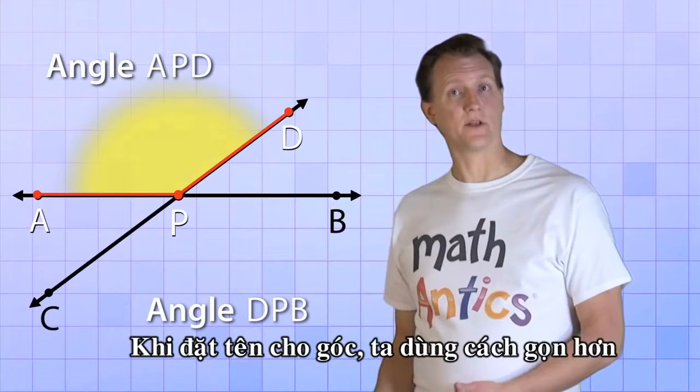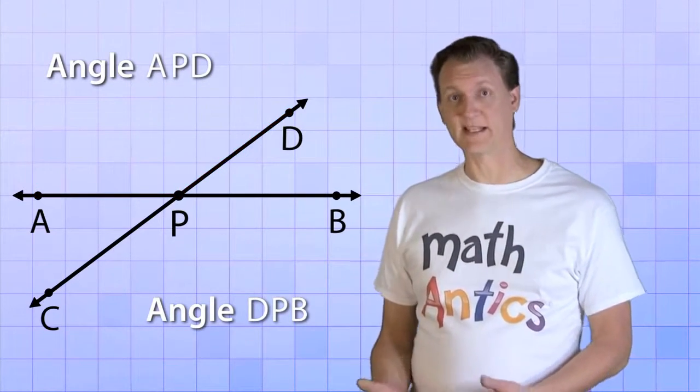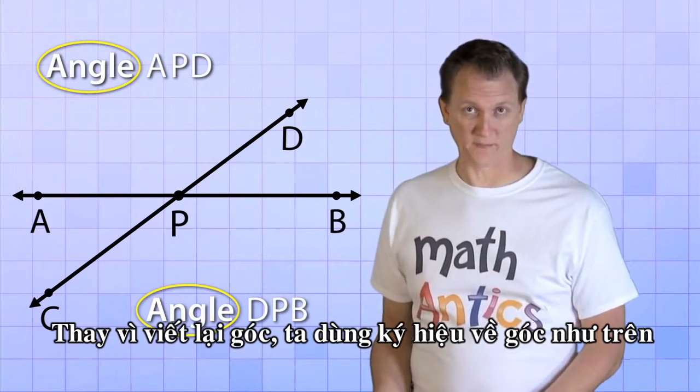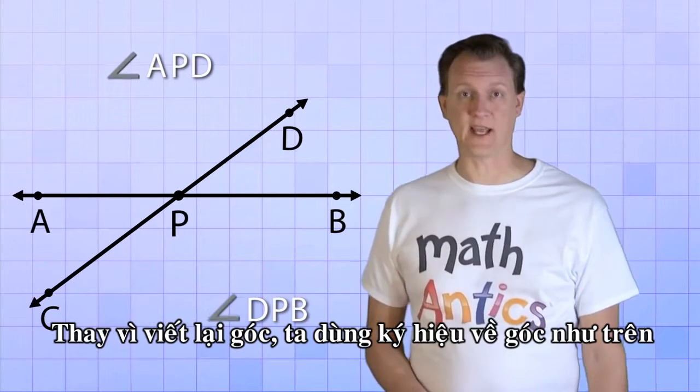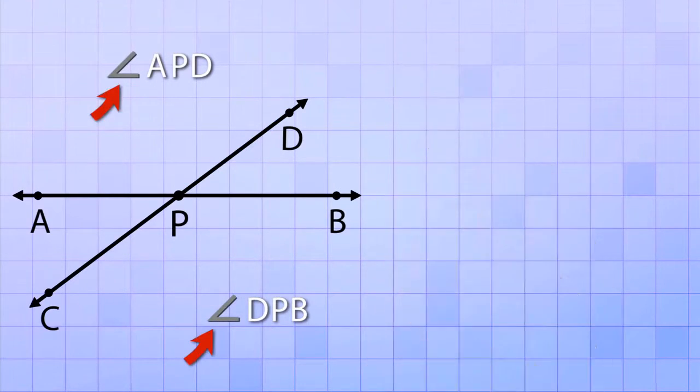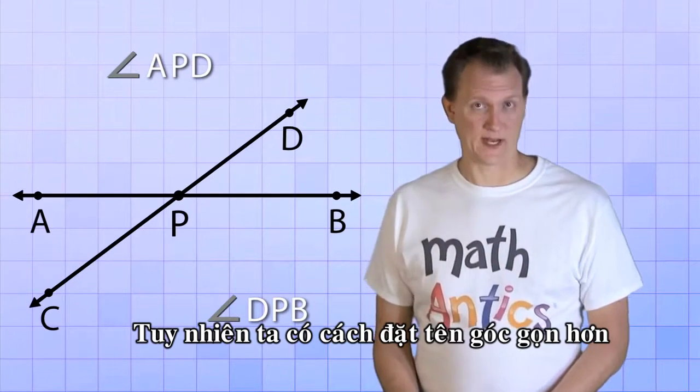Now, when naming angles, there's a nice shorthand that we can use. Instead of writing the word angle over and over again, we can just use the angle symbol instead, which looks like this. But there's an even simpler way to name angles.